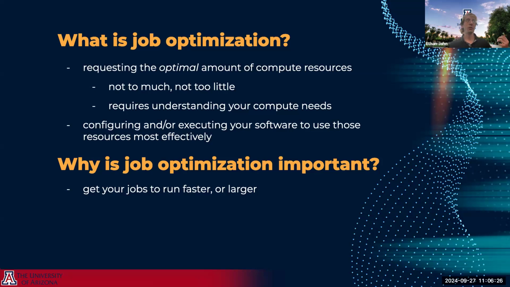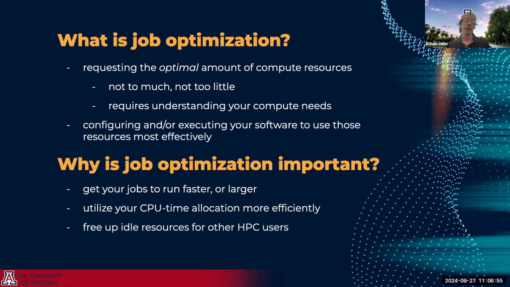And then, of course, if you're using those resources more effectively, then you can get more jobs to run in a shorter amount of time or bigger jobs to run. And of course, as I mentioned, using your CPU time allocation more efficiently. If you're in a group with a lot of students that has a large need for computation, you might find that you're running out of your monthly CPU time allocation. So if that's a problem, definitely looking into job optimization is a great way to get more out of that CPU time allocation. And then, of course, freeing up idle resources for other HPC users, which helps improve the overall efficiency of the HPC system, to get more research done overall by the community. So there's a community aspect as well as a personal aspect to this.